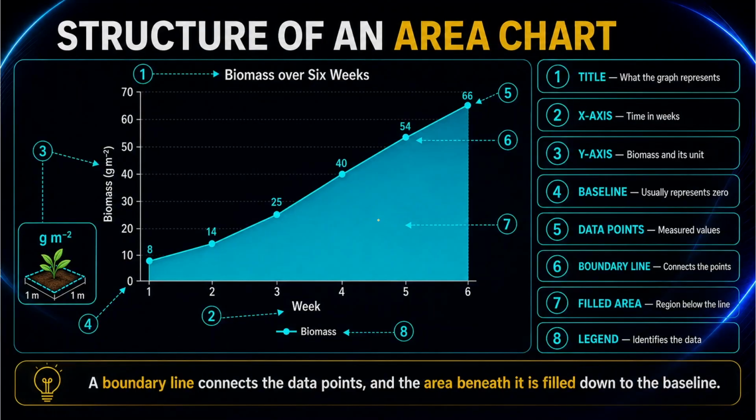Now let's understand the structure of an area chart using these 8 parts. The title tells us that the graph shows biomass over 6 weeks. The x-axis represents time in weeks, while the y-axis represents biomass measured in grams per square meter. The baseline usually represents 0. The data points show the measured values such as 8 in week 1 and 66 in week 6. The boundary line connects all these points and the filled area extends from this line down to the baseline. Finally, the legend identifies the displayed data as biomass. Together, these parts help us read the area chart correctly.